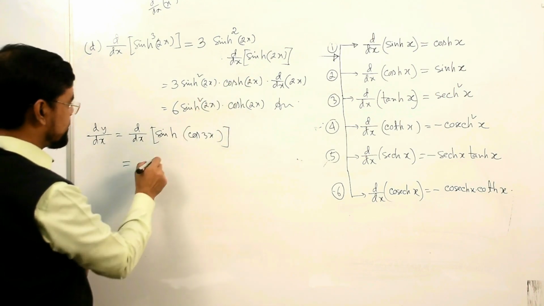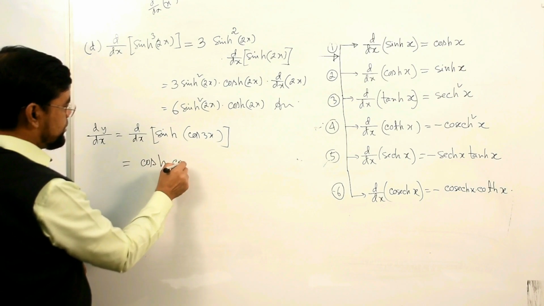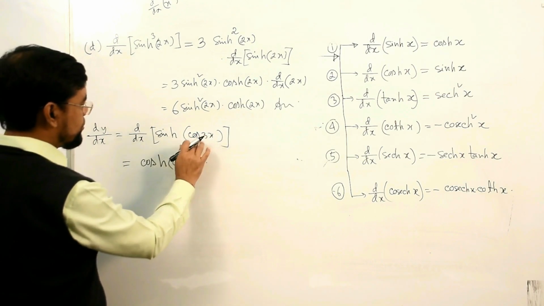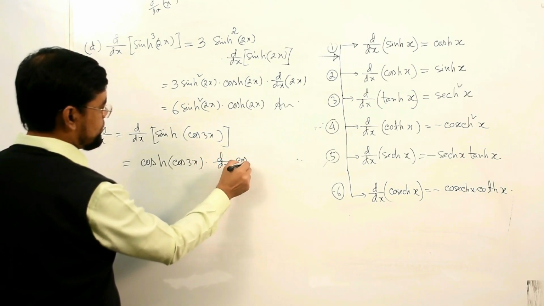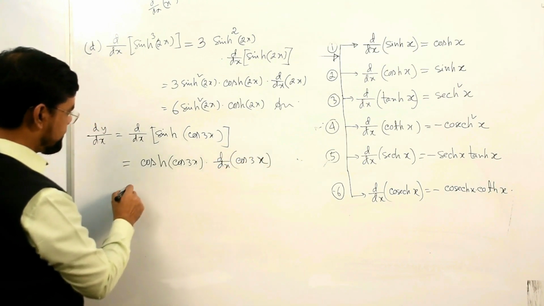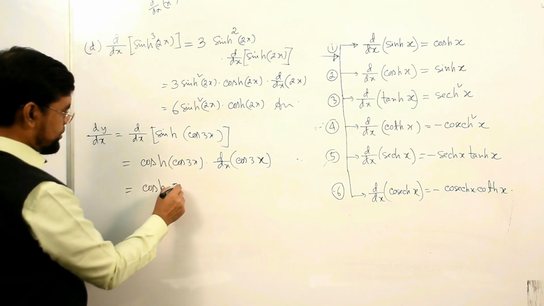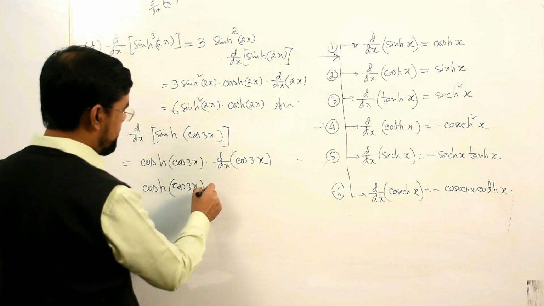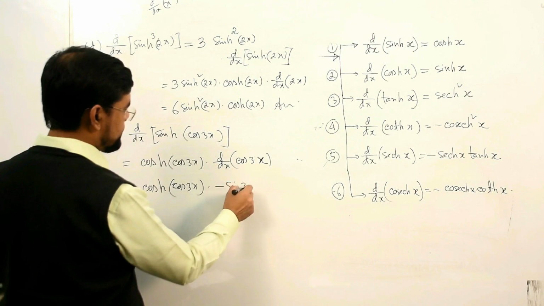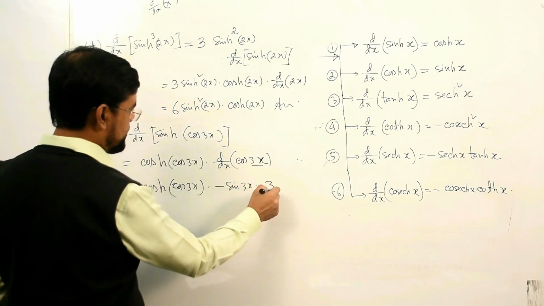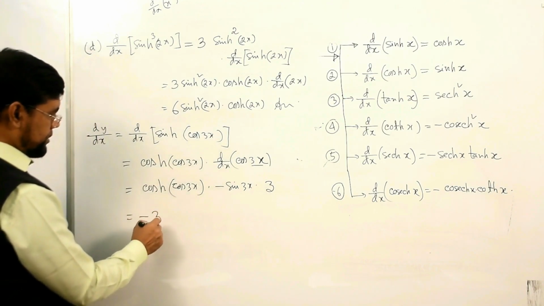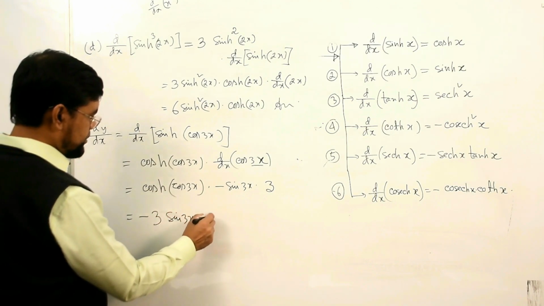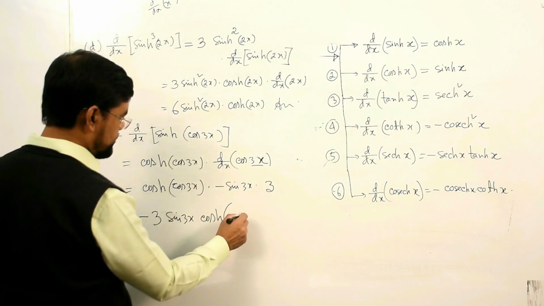Next, the derivative of sine hyperbolic x is cos hyperbolic x, so here cos hyperbolic cos 3x. But since instead of x you are using cos 3x, you need to differentiate cos 3x again, which equals cos hyperbolic cos 3x times the derivative of cos x, which equals minus sine 3x, and the derivative of 3x again 3. So the answer will be minus 3 sine 3x cos hyperbolic cos 3x.